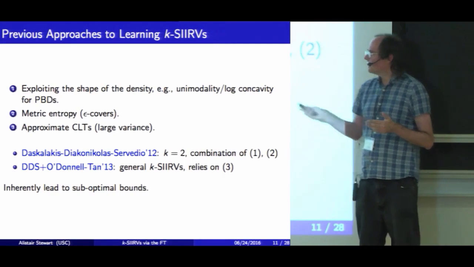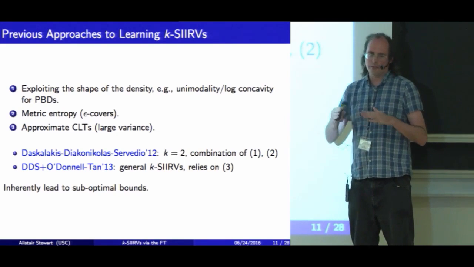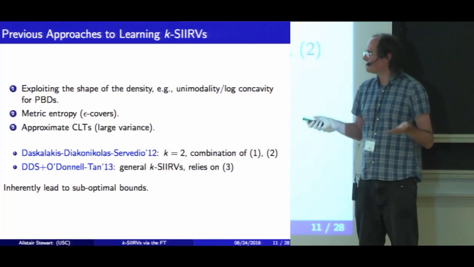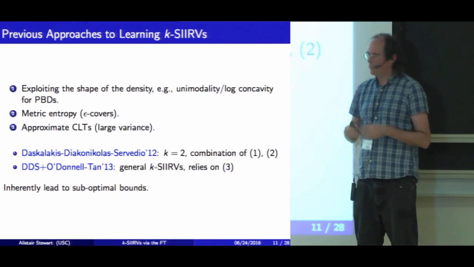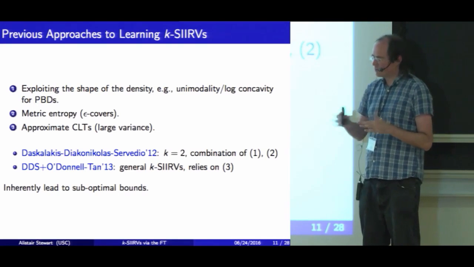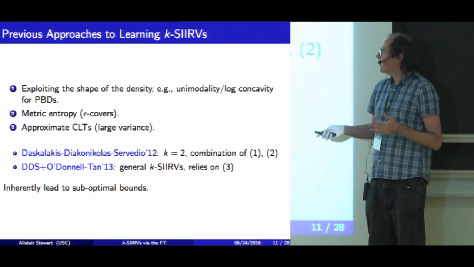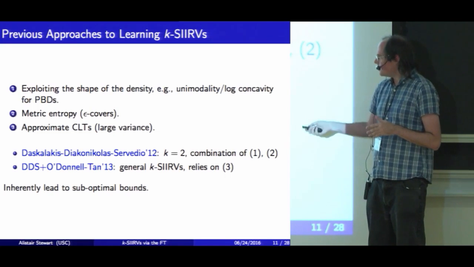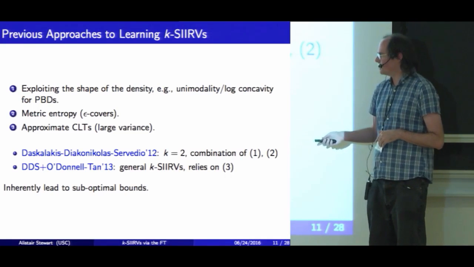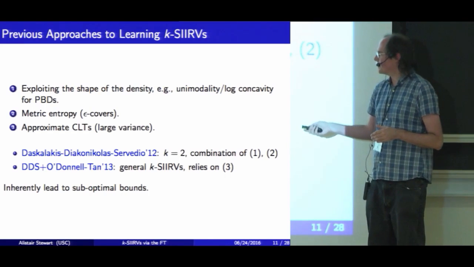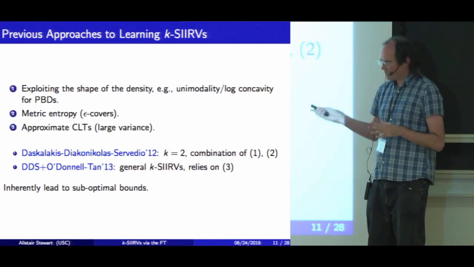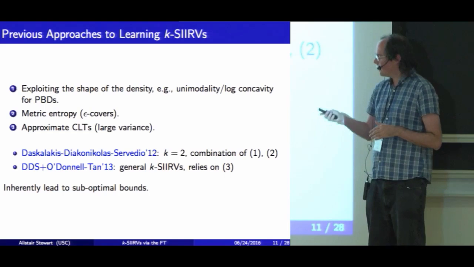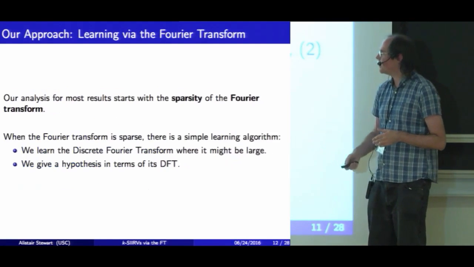A third idea is to use central limit theorems when the variance is large, and do something else when the variance is small. You could even do arbitrary distribution learning for that case to give you something sensible, but not good enough for us. Previous papers have used these approaches: Diakonikolas and Stewart, and for k equal to 2 had the best results, and the same people with O'Donnell and Tan the next year.